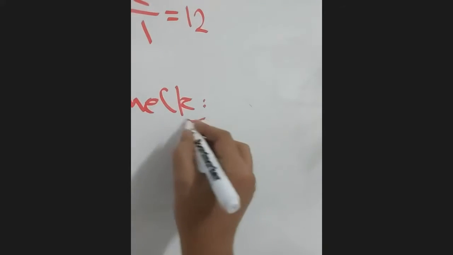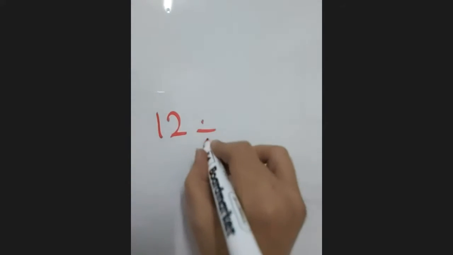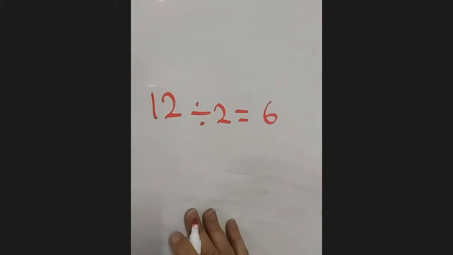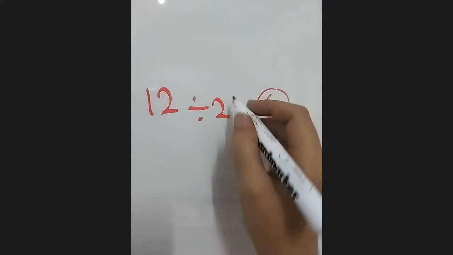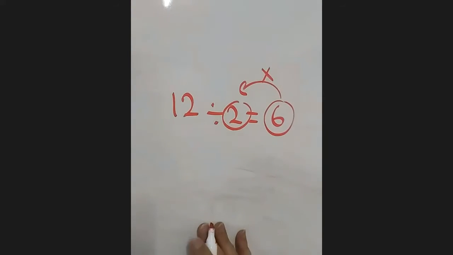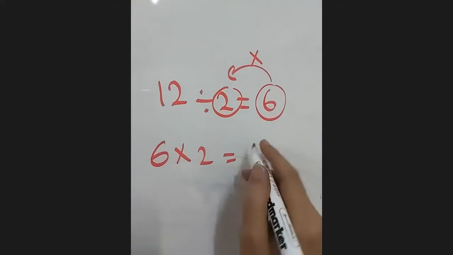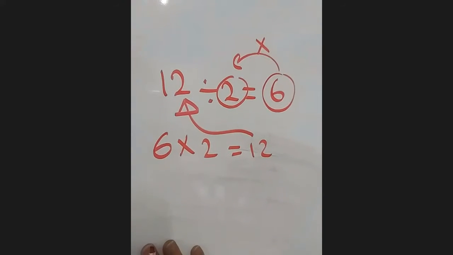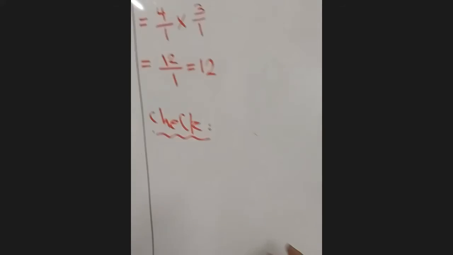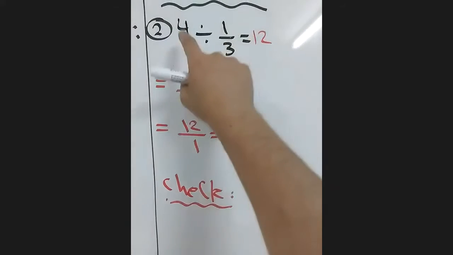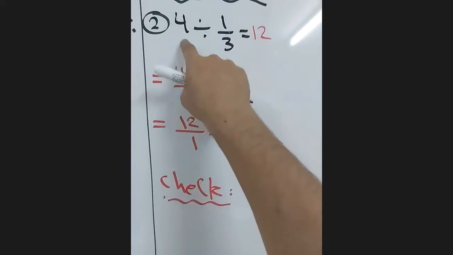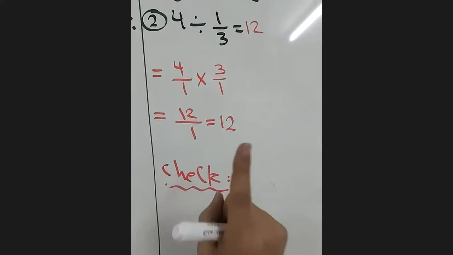How we check our answer in division? For example, look here, guys. Look at the board. We know that 12 divided by 2 is 6. How we check the division? We multiply the 6, which is the quotient, by the divisor. 6 multiplied by 2 is 12, which is the dividend. Now here, how I will check my answer? I will multiply 12 by 1 over 3. The answer should be 4. If the answer is not 4, then this 12 is wrong.